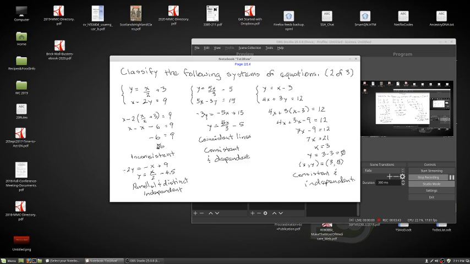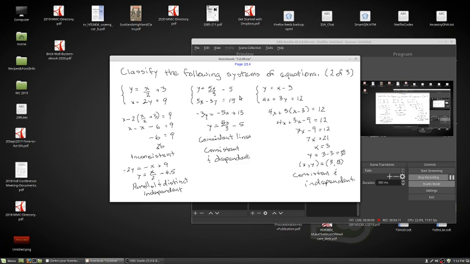Okay, and those are the types of choices that you'll be offered. You know, consistent and independent, consistent and dependent, inconsistent and independent, inconsistent and dependent. Those are the 4 combinations of the 2 adjectives for the systems here. So in each case you're picking one of those 4.